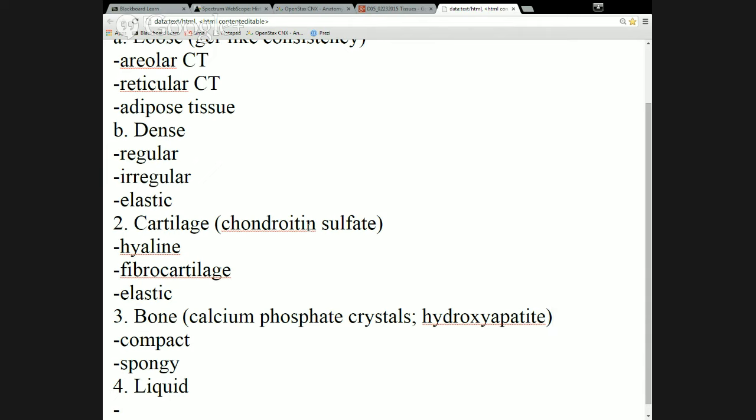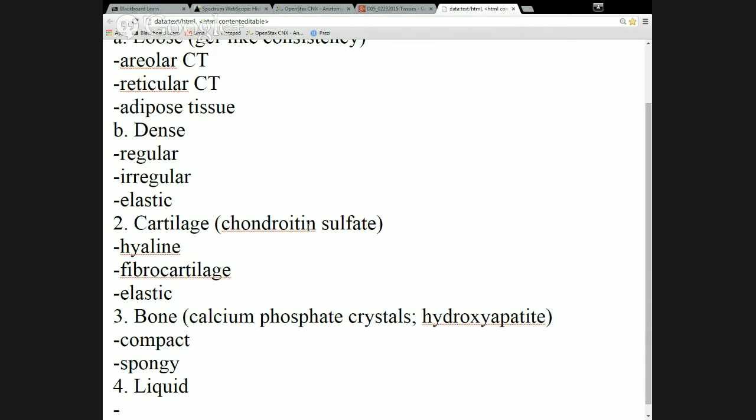A newborn basically has red bone marrow everywhere in all of their bones. But then as we get older, a lot of that red bone marrow converts to adipose tissue, to yellow bone marrow. And it's really kind of an energy storage compartment. So if you need energy, you have fat tissue there to break down if you need it.